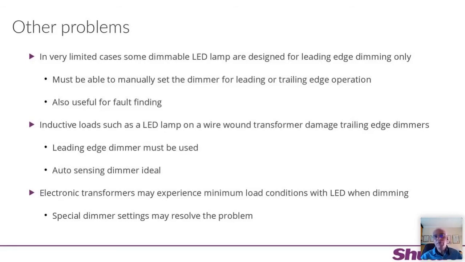And then another problem which you encounter, fortunately not so much, but with electronic transformers and low voltage LED lighting, you do find that sometimes the electronic transformer goes into a minimum load condition, especially when there's a big mismatch between the LED wattage and the electronic transformer VA or wattage rating. So it's ideal to use a dimmer which has settings that you can actually set specifically for electronic transformers, for instance. And once again, fortunately, if you use the Shuttle dimmer, we have two or three of those special hidden settings.